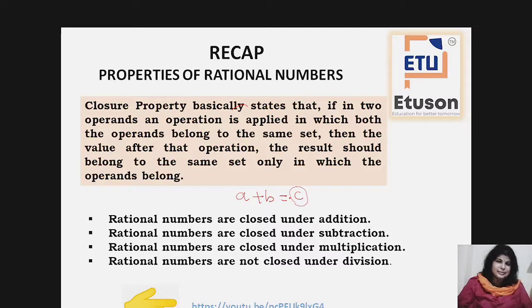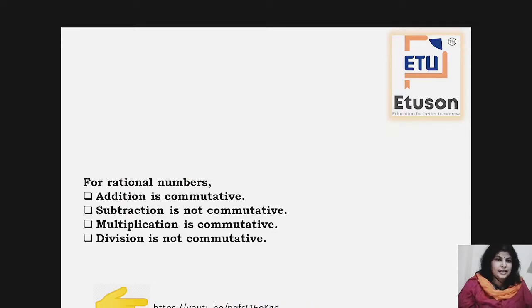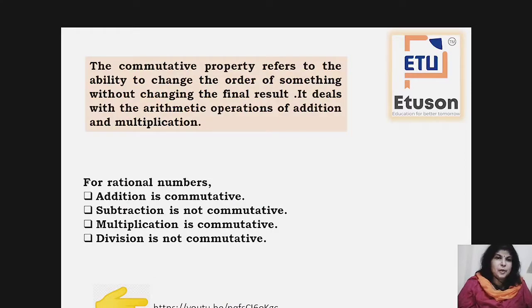So rational numbers are closed under addition. Rational numbers are closed under subtraction also. Rational numbers are closed under multiplication, and rational numbers are not closed under division. To get details about the closure property, you can visit this video, the link of which I have given here.